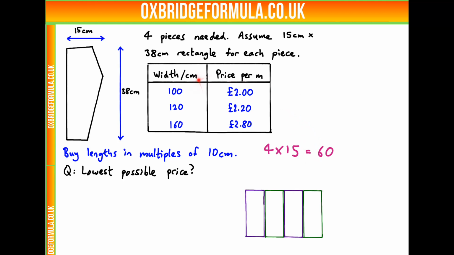So we can see that we're going to want to use the smallest width to keep the cost down, and that will be 100. But is there a problem here? Well, clearly there's a large amount of space that we're not using. And so far this doesn't look great.